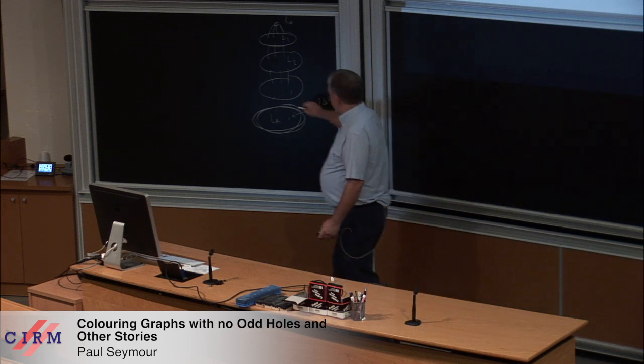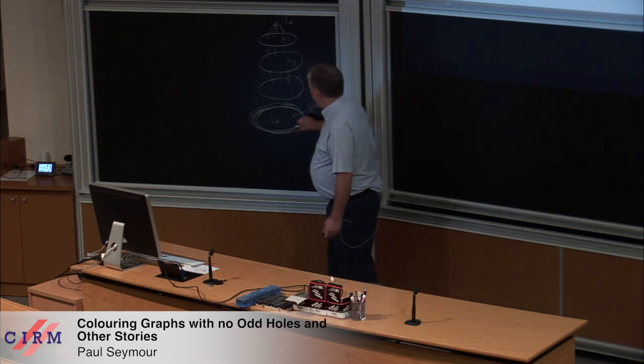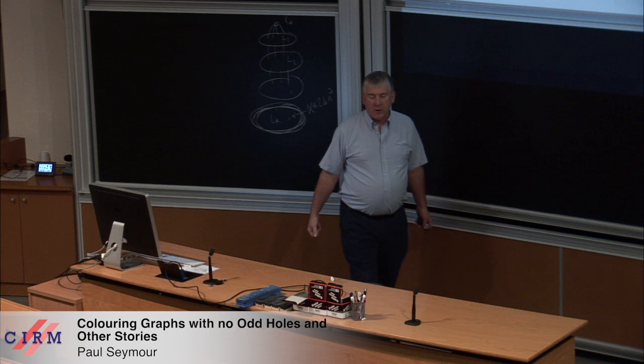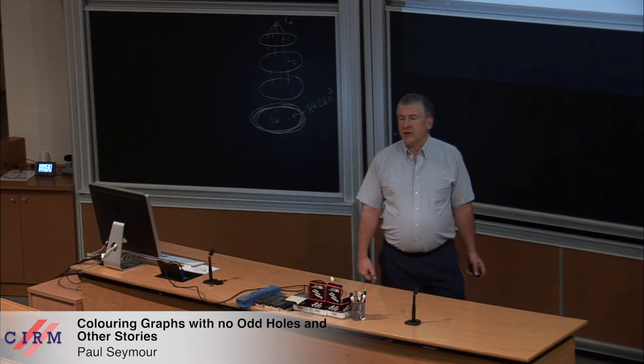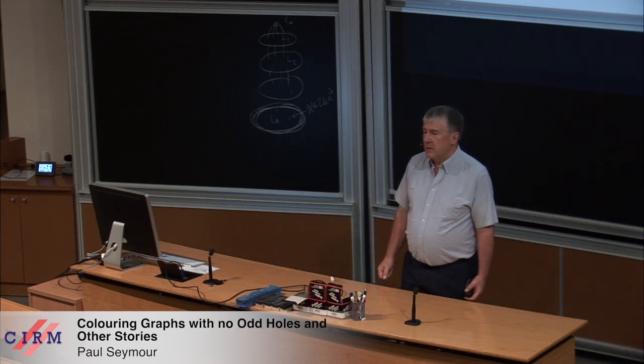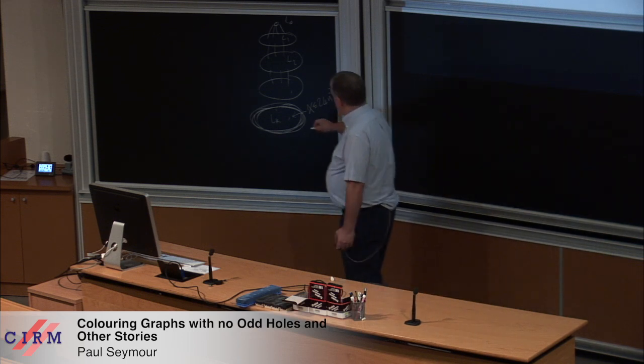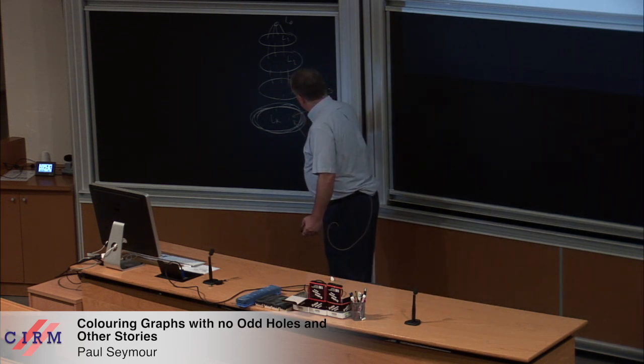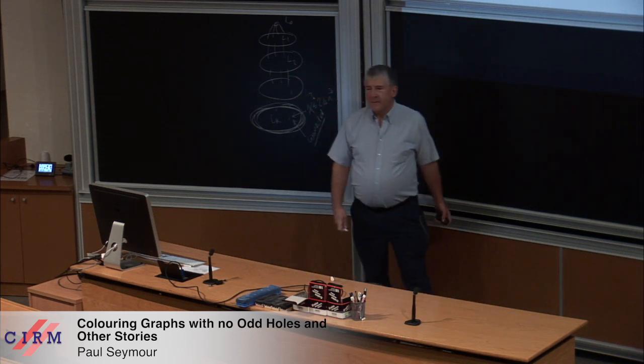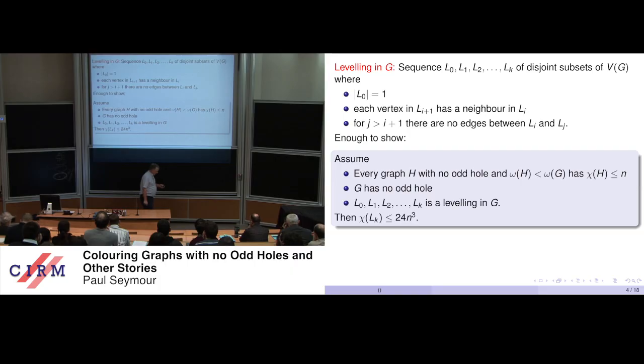And I might as well make this connected. If I'm proving the chromatic number of the subgraph is small, it's enough to prove the chromatic number of each component is small. So I might as well assume this is connected. Sorry, that's an assumption. This is what we want to prove. Okay, so far?